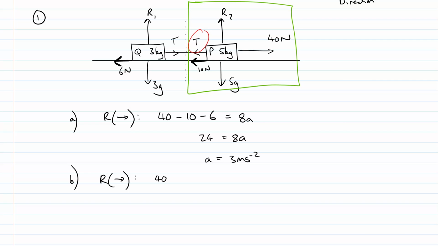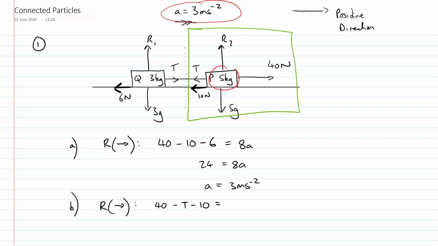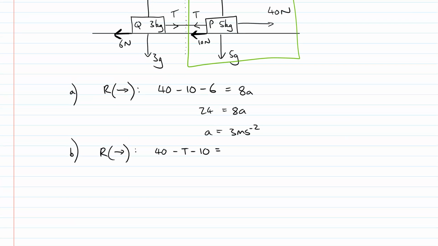To the left, we've got T and 10 newtons. And this time we will include T because we're not considering the other T. So 40 minus T minus 10 is equal to the mass times acceleration of this particular part of the system. So here's my mass, 5 kilograms. And we know now that it's accelerating at 3 meters per second squared. Both parts are accelerating at the same rate. So we get mass, 5 kilograms, times acceleration, 3. And then we'll get 30 minus T on this side is 15. If we rearrange and solve this, we'll get the tension in the string as 15 newtons.